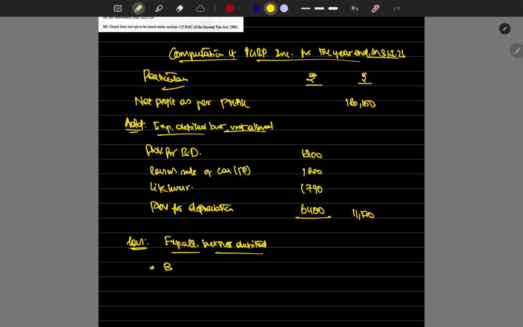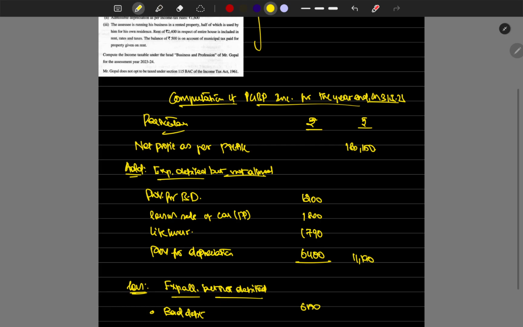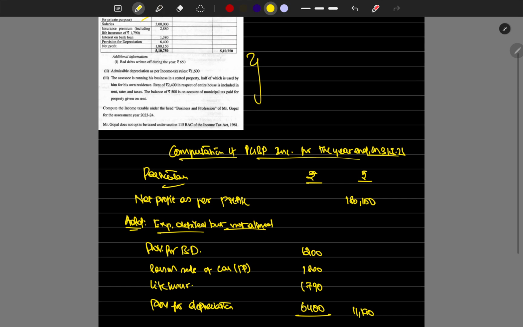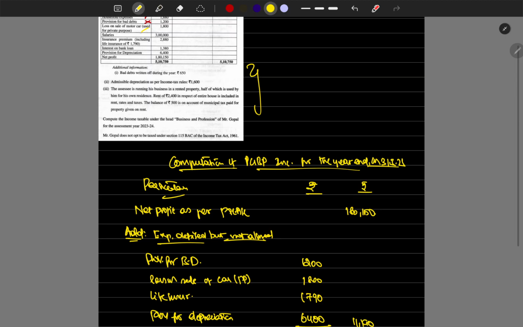The first thing is bad debt allowed. How much is the bad debt? 650. Then admissible depreciation, 1,600.